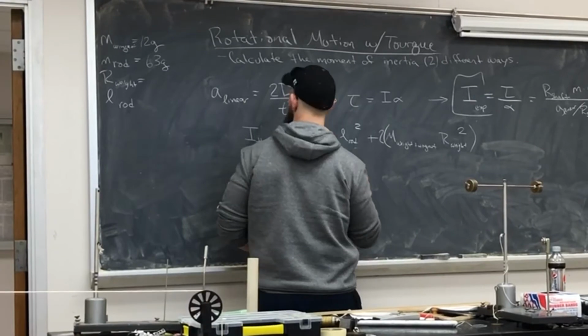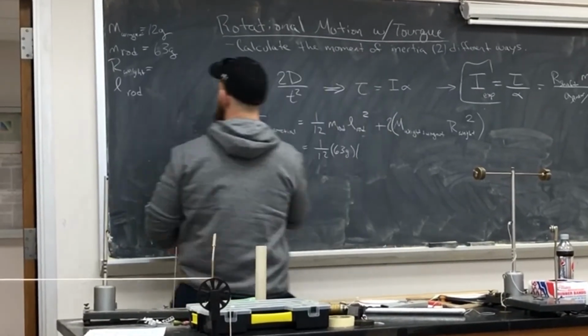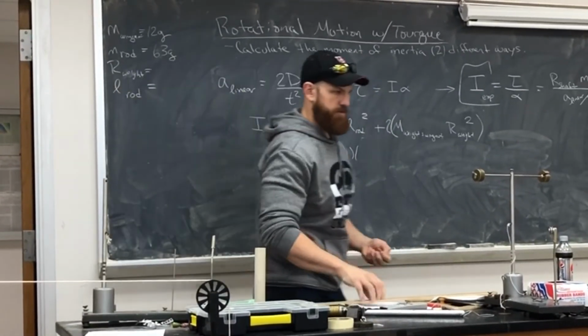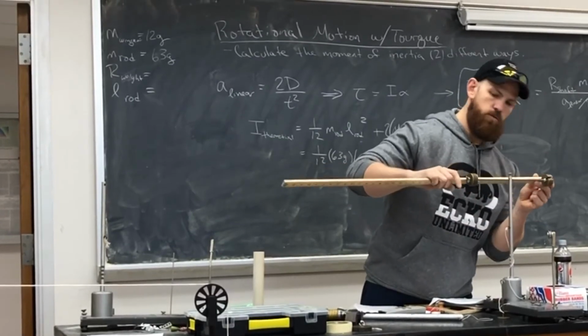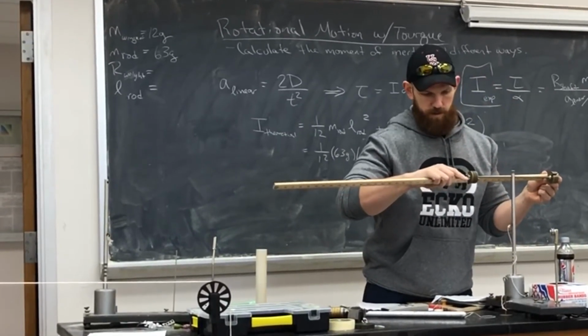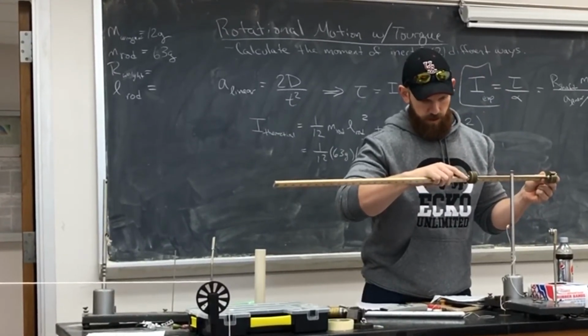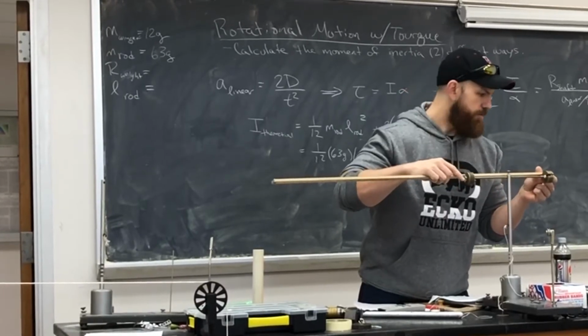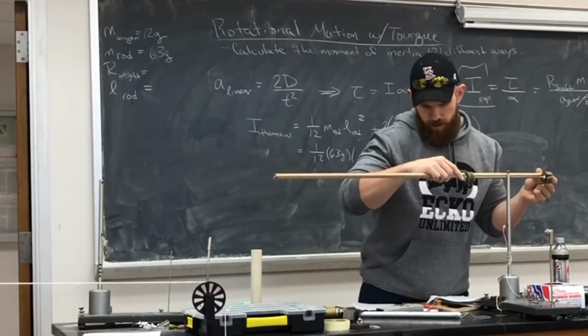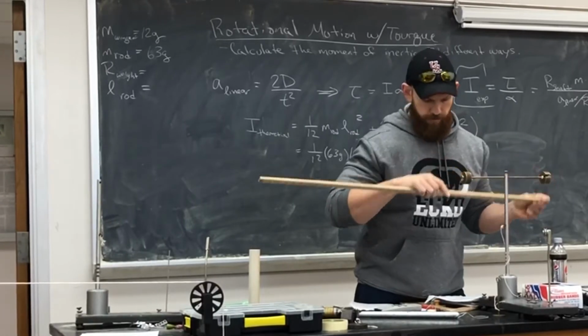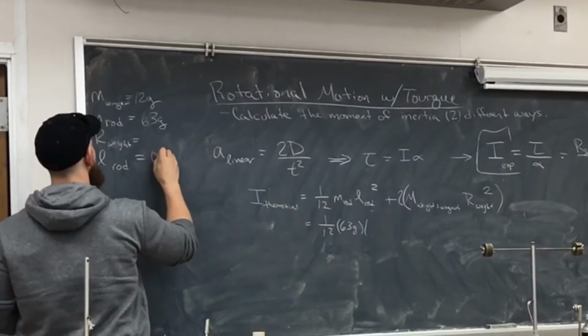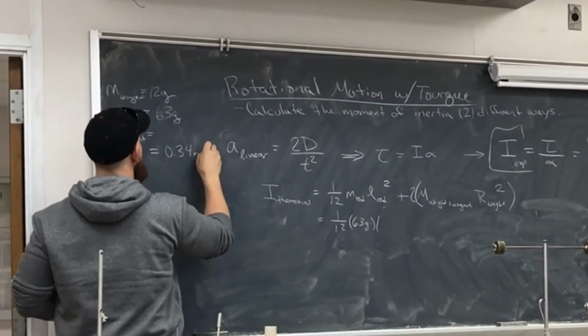But, length of the rod, so I'll measure the overall length of the rod, we need that value. So measure from here to here, it looks like about 34. So 34, 0.34 meters.